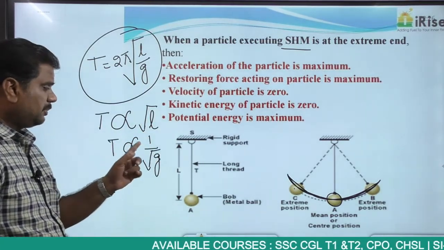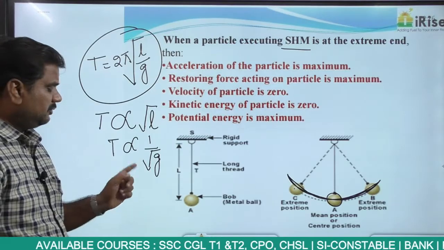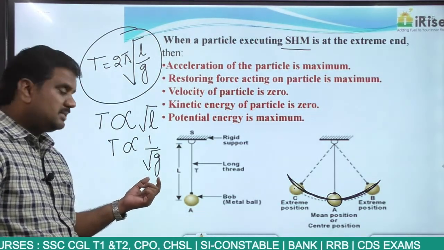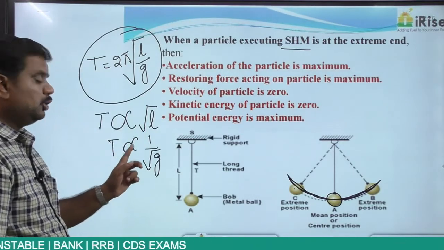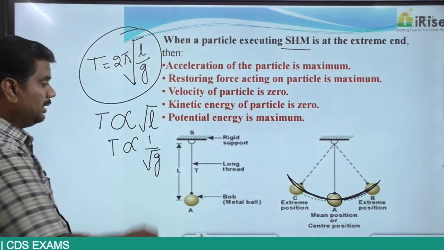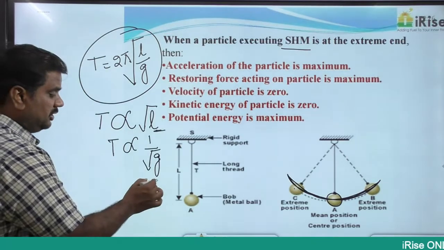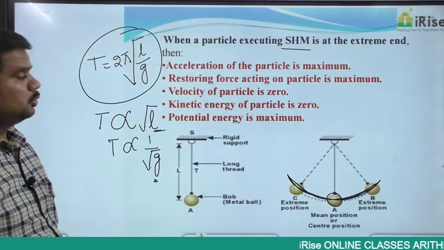Time period is inversely proportional to acceleration due to gravity. T is proportional to root L, T is proportional to 1 by root G, where L is the length of the pendulum and G is the acceleration due to gravity.